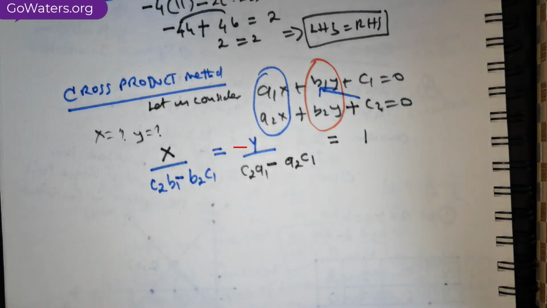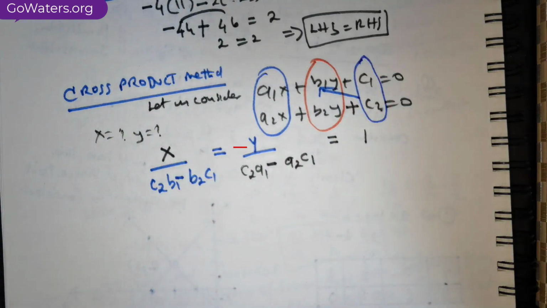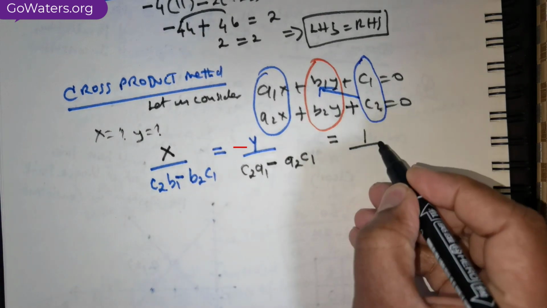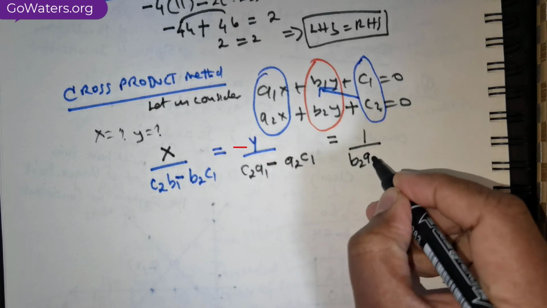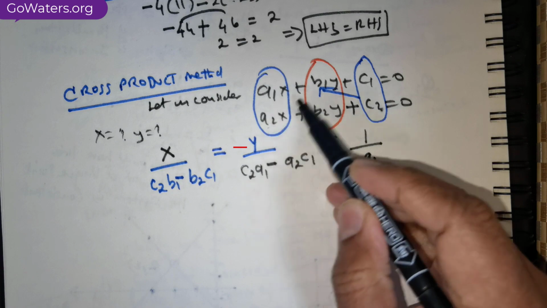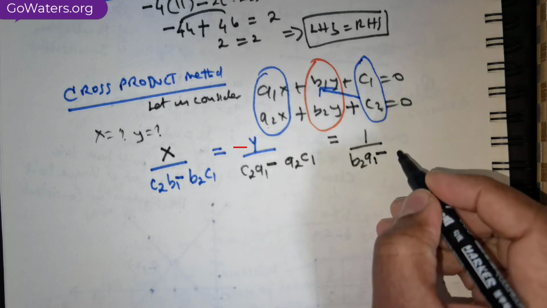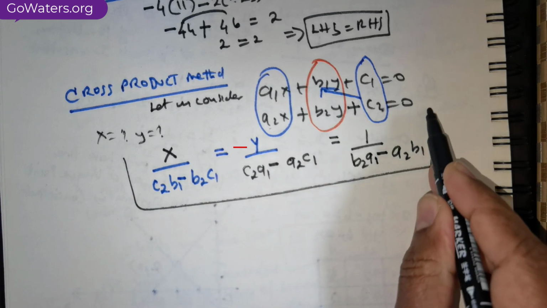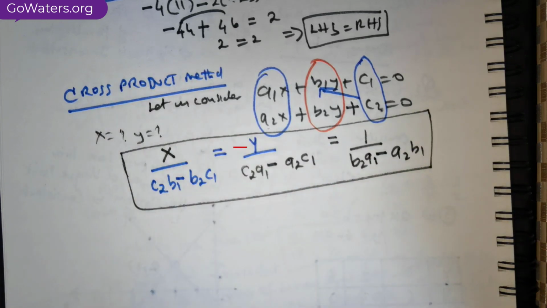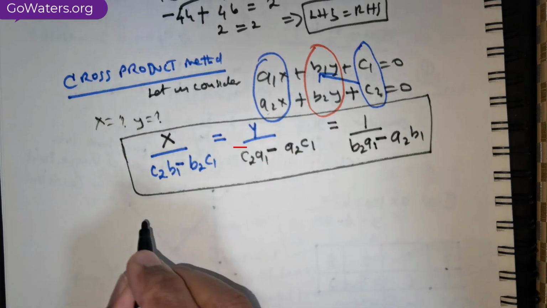Now you have to ignore this particular column, c1 and c2, and then multiply b2 with a1, and multiply a2 with b1. When you're multiplying from the left, you place a negative sign and then multiply a2 times b1. So this is the all important technique using the cross product method. Now you might be asking, how are we going to apply this? I'm going to apply this method to the same question and extract the solution.